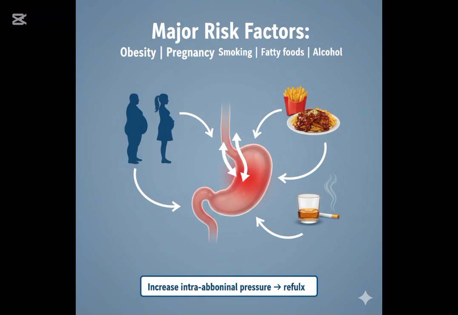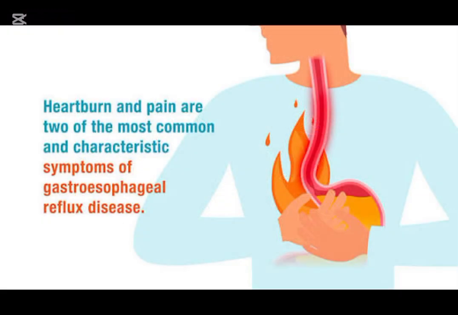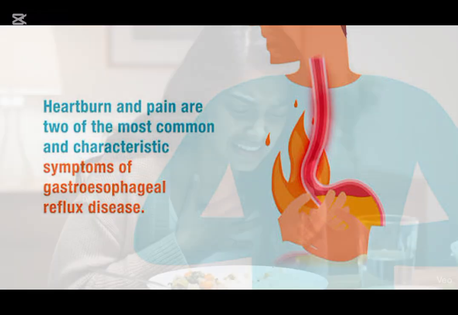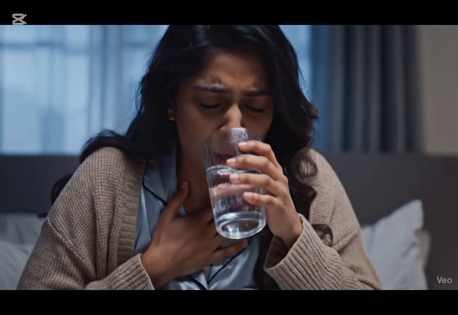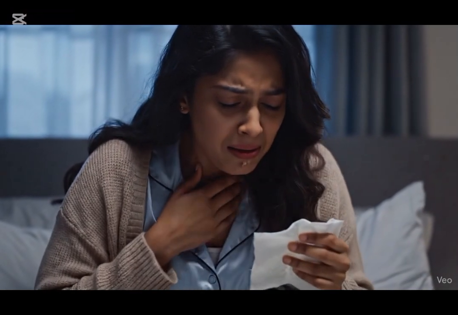Now let's look at the risk factors. Obesity is the main one. It increases intra-abdominal pressure. Pregnancy, a high-fat diet, smoking, and alcohol use all contribute to reflux as well. Symptoms typically include a burning retrosternal chest pain, acid regurgitation, and an acid taste in the mouth. Some patients develop nocturnal coughs or recurrent respiratory tract infections. The cough usually gets worse after meals.